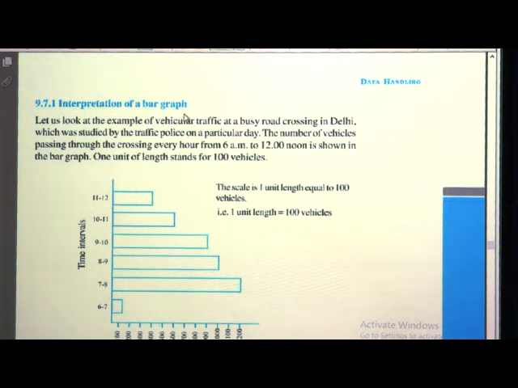Interpretation of a bar graph. Let us look at the example of vehicular traffic at a busy road crossing in Delhi, which was studied by the traffic police on a particular day. The number of vehicles passing through the crossing every hour from 6 am to 12 noon is shown in the bar graph. 1 unit of length stands for 100 vehicles.